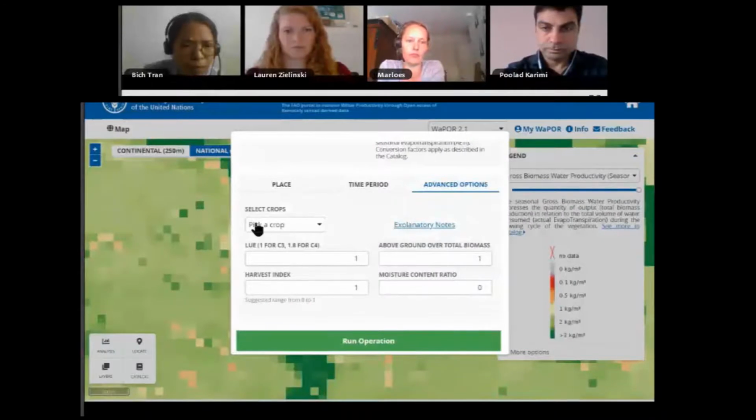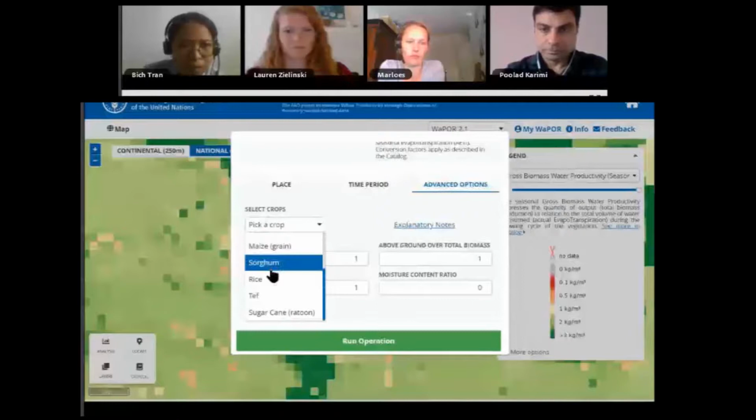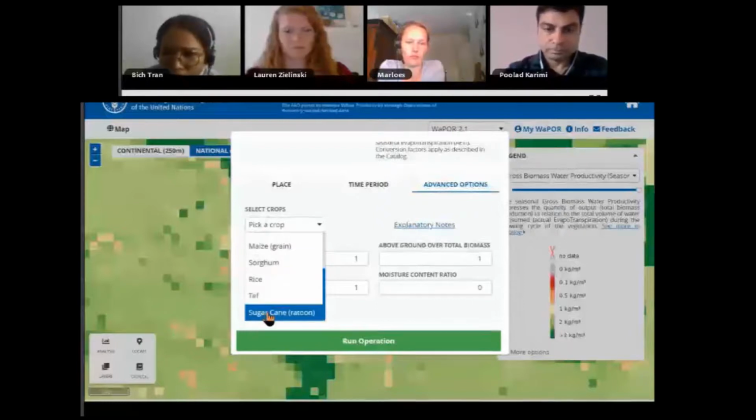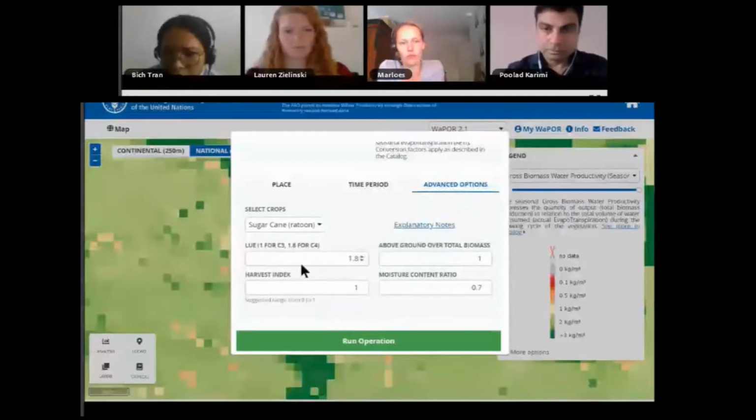Back to the portal, in the select crops list, you will find some common crops types. If you choose one of those crops, the reference values for crop-specific parameters will be automatically filled. For example, in my area, the crop is sugarcane. So when I select sugarcane, you can see the common values for sugarcane crop parameters are filled. Here, the LUE value for sugarcane is 1.8 since it is a C4 crop.